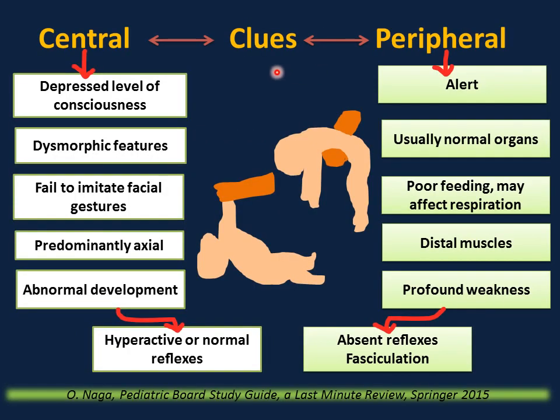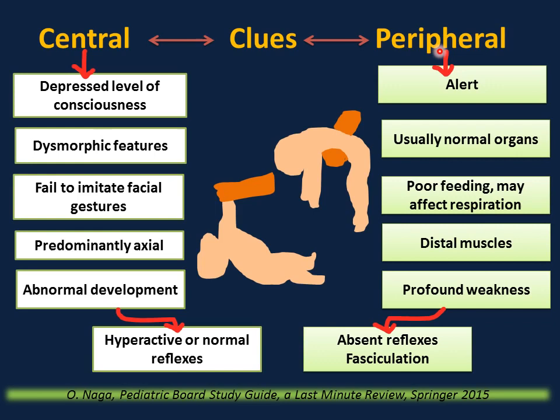The first and most important question to ask when we have an infant with hypotonia, or a floppy infant, is: is it central or peripheral? Clues to central causes of hypotonia: depressed level of consciousness, dysmorphic features which are commonly associated with syndromes, failure to imitate facial gestures, predominantly axial weakness, abnormal development or delayed milestones. When you do the physical exam, the reflexes in central causes will be hyperactive or normal.